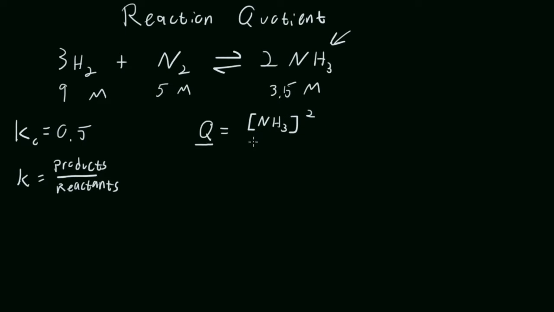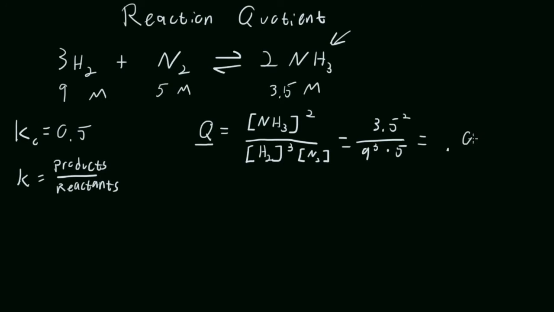So that would be NH3 squared, that's my products, divided by H2 cubed times the concentration of the N2. So for this reaction, that would be 3.5 squared divided by 9 cubed times 5. Now what would that be? That's going to give us 0.0034. And we're saying our equilibrium constant here is 0.5.